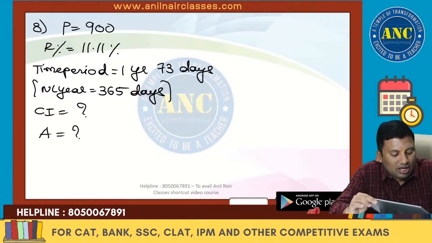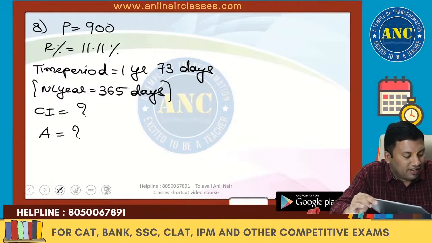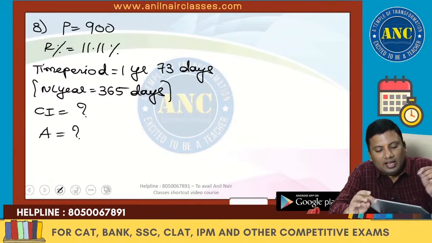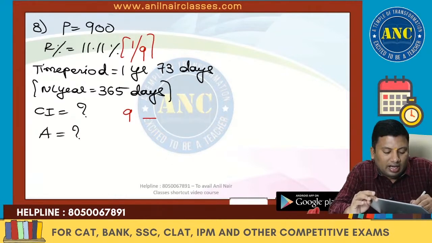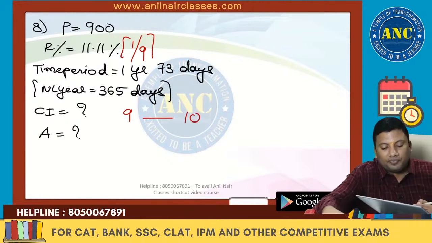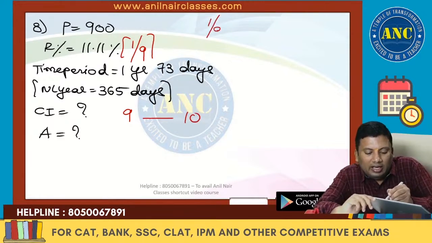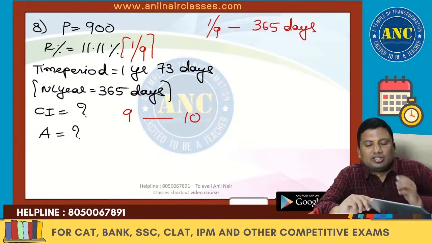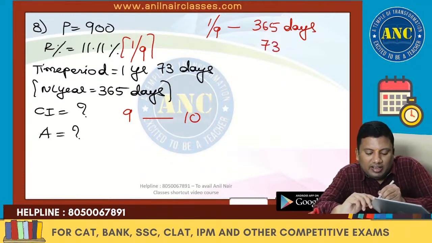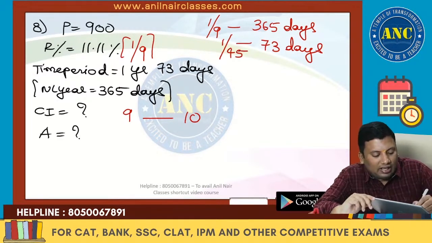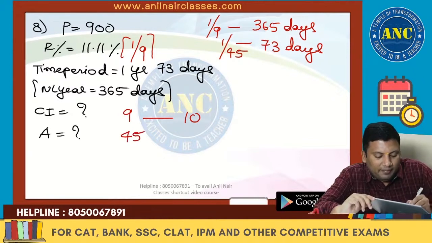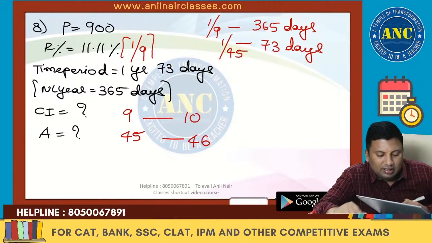Such an easy question. A lot of students will find this question difficult, but actually it's an easy question. 11.11, which is nothing but 1 by 9. 9, 1 increase, which is nothing but 10. But 1 by 9 is for the entire 1 year, which is 365 days. But I want the question for 73 days, which is 1/5 of 365. 1/5 of 1 by 9 is 1 by 45. So this is 45 and 1 increase is 46.